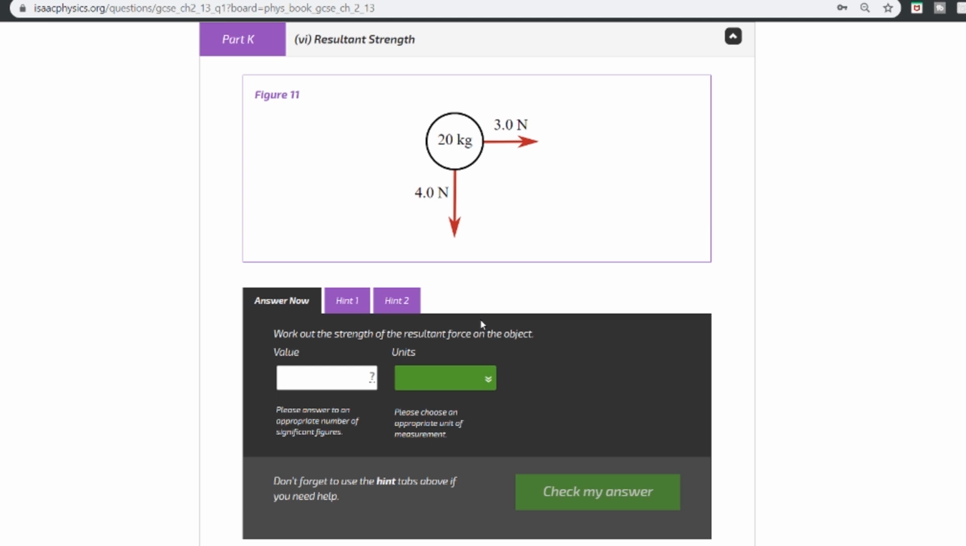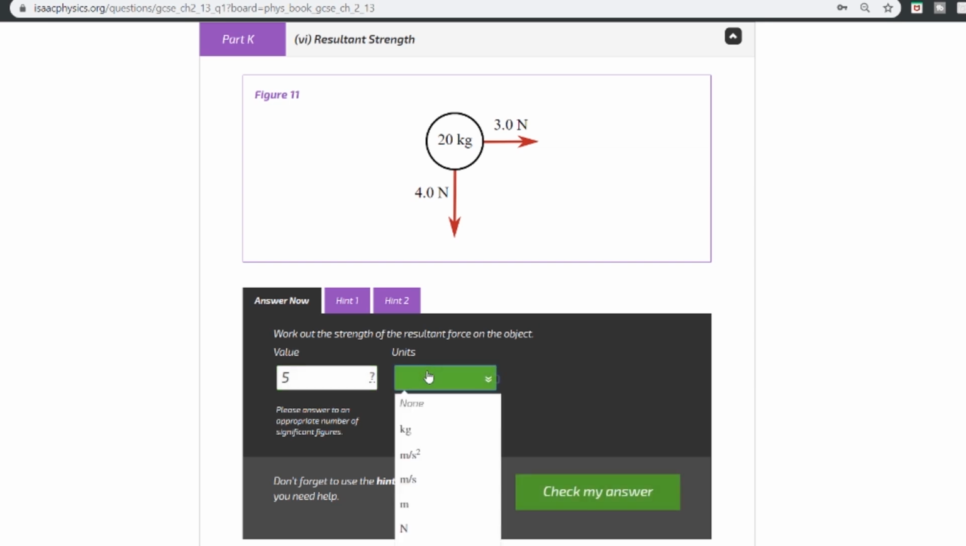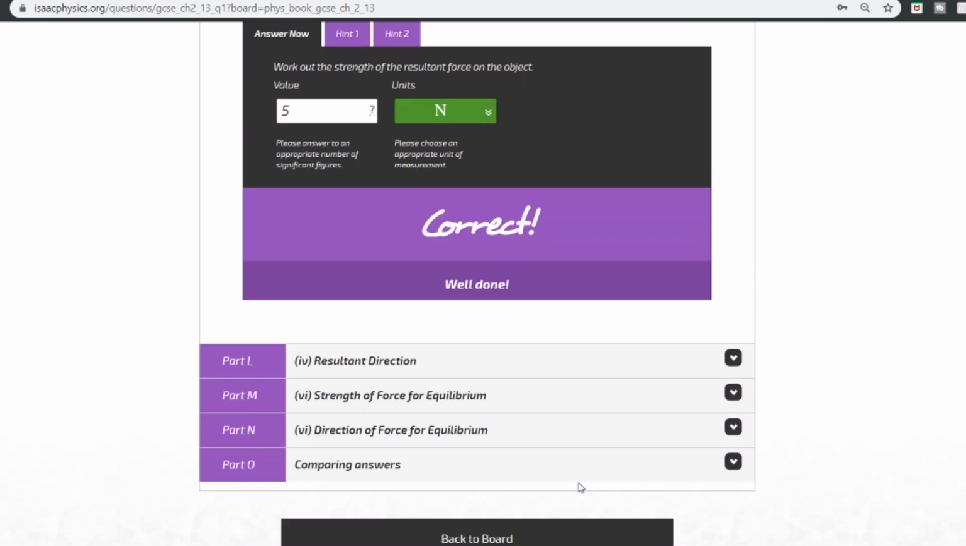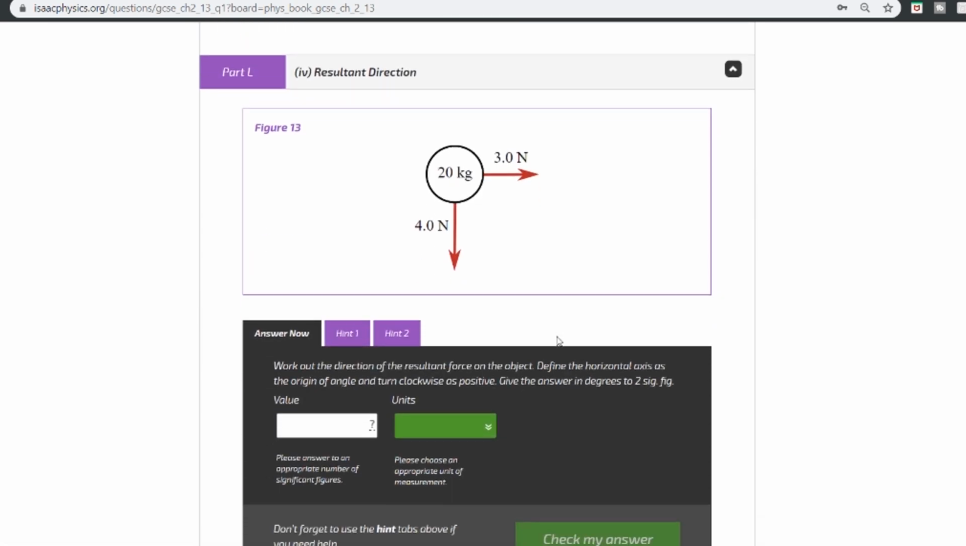This one is a bit more difficult. So the strength of the resultant force. Okay, so this is the size of it. We worked it out as 5.0 newtons. So I'm just going to put in 5 there. Check my answer. Correct. What's the resultant direction?